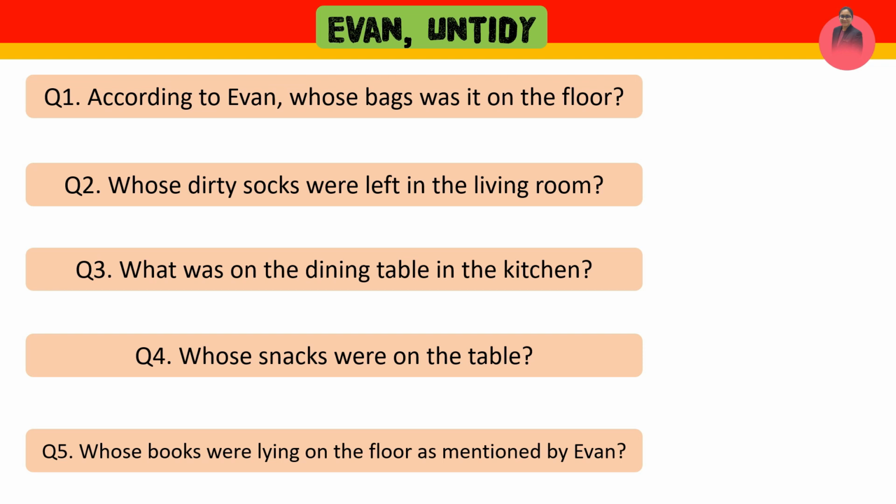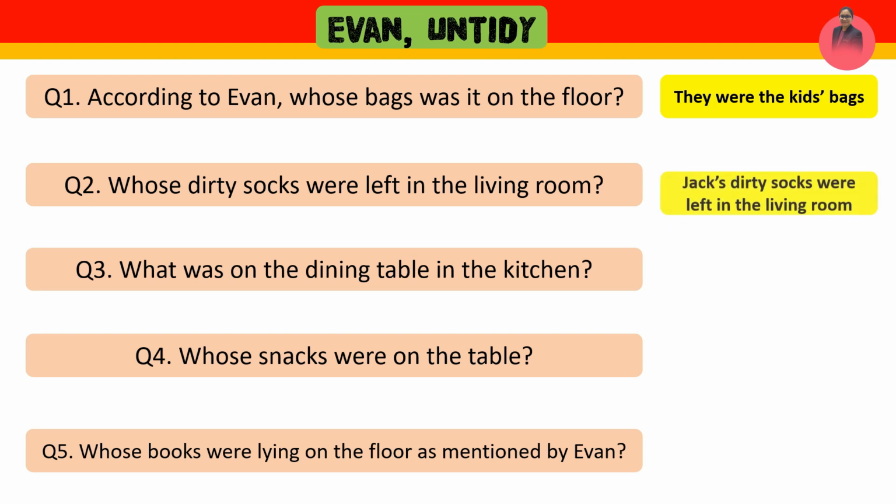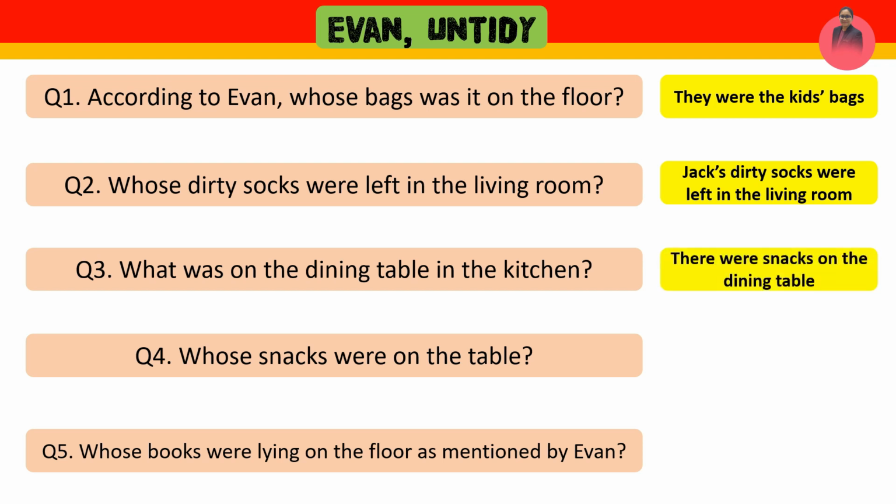Alright, let's check our answers together. The first question says, according to Evan, whose bags were on the floor? They were the kids' bags. Whose dirty socks were left in the living room? Jack's dirty socks were left in the living room. What was on the dining table in the kitchen? There were snacks on the dining table.